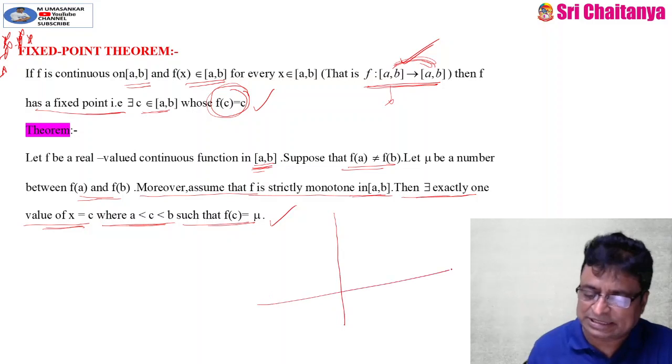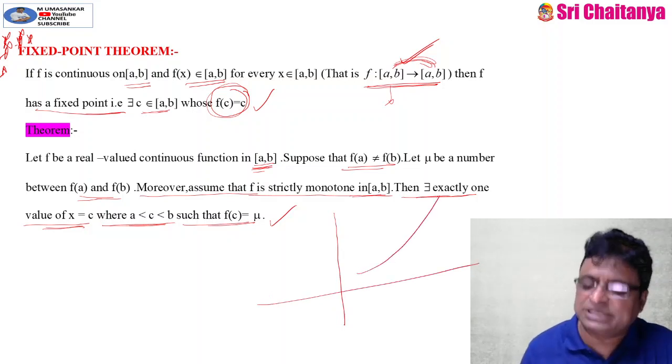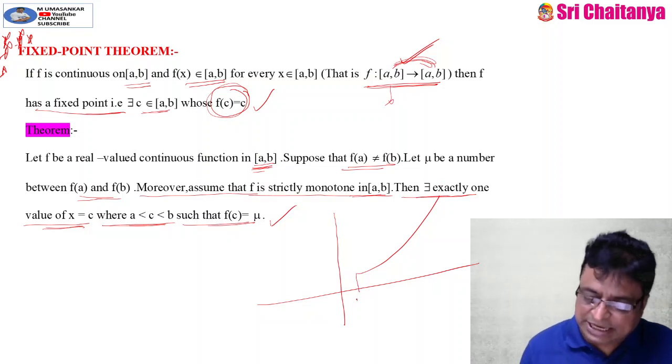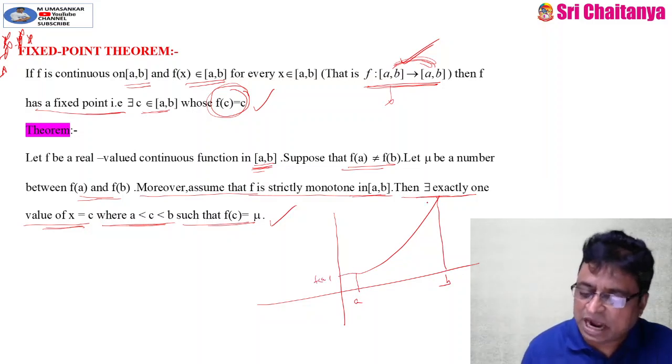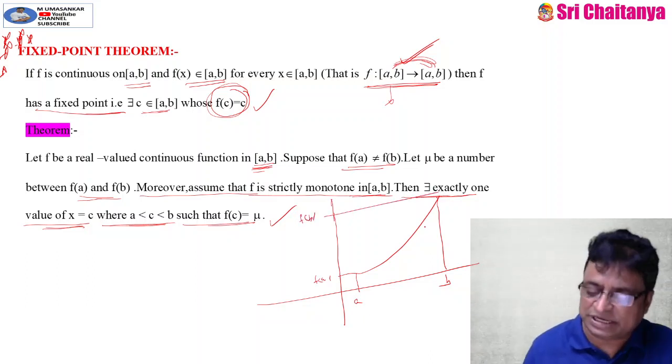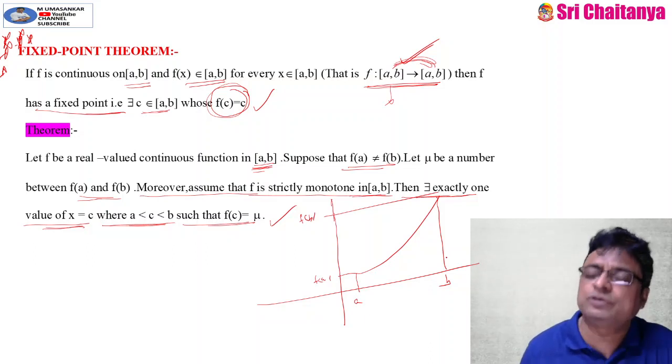Suppose, for example, your function is like this. It is continuous and defined in a closed interval a b. This is my f of a, and this is the corresponding value f of b. My f of a is not equal to f of b. It is continuous and defined in closed interval a b, and f of a not equal to f of b, and it is strictly monotonic.